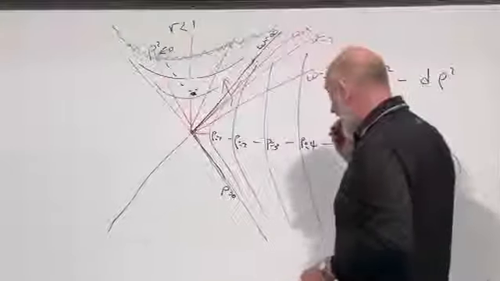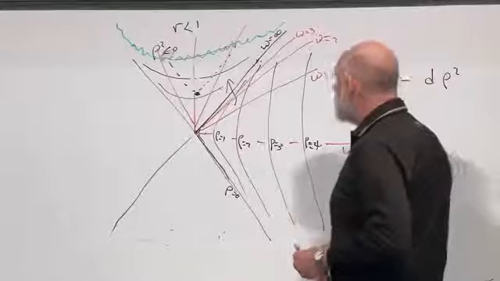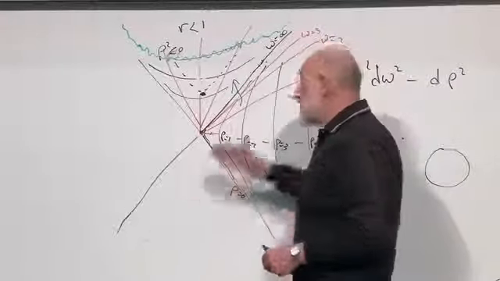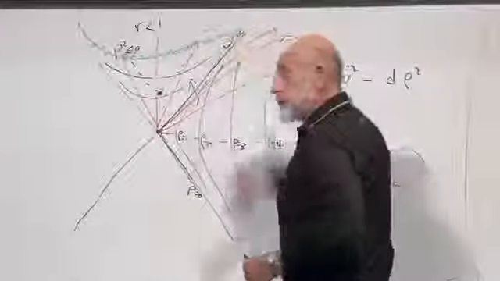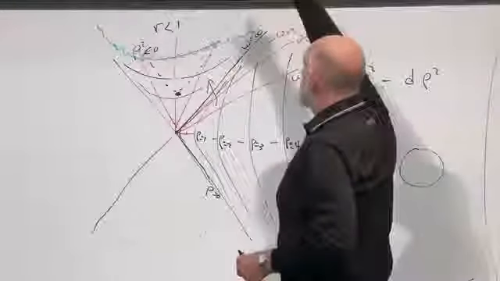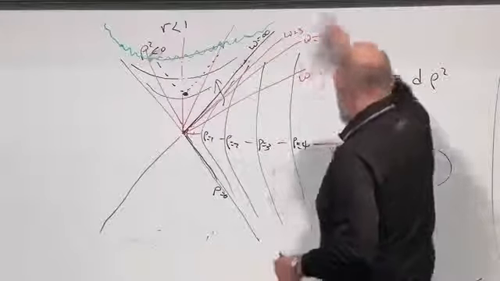Is that time or is that... It is a time variable, but it's not the same time that occurs up in there. The time that occurs up there is the one which evolves along here.